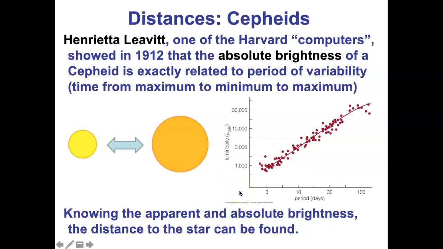So Cepheid variables are one of these rare objects in the universe where you can figure out the luminosity without having to know the distance first. And since you know the luminosity, you can compare the absolute magnitude to the apparent magnitude, and then you can find the distance.